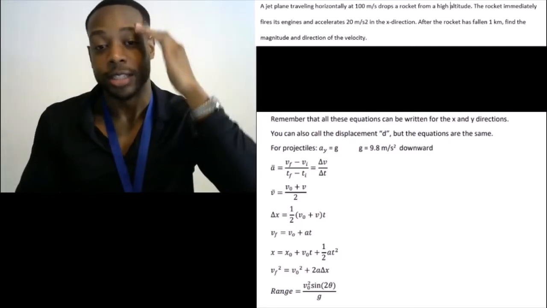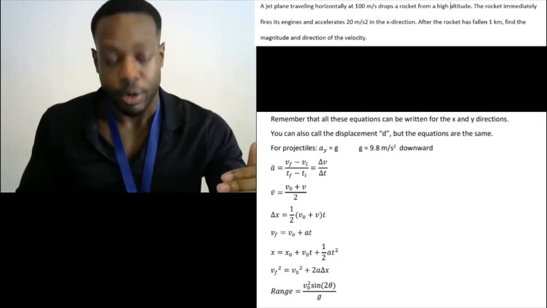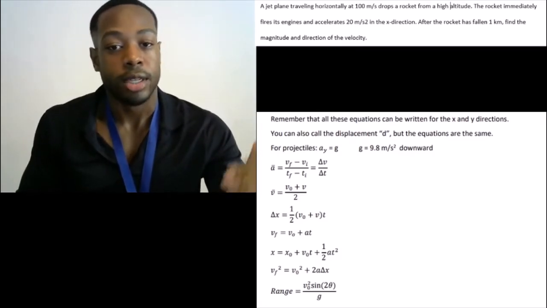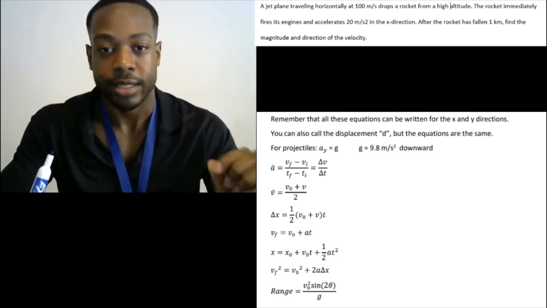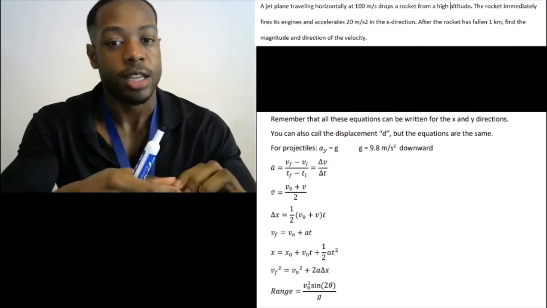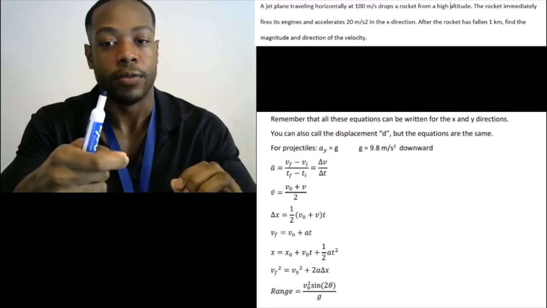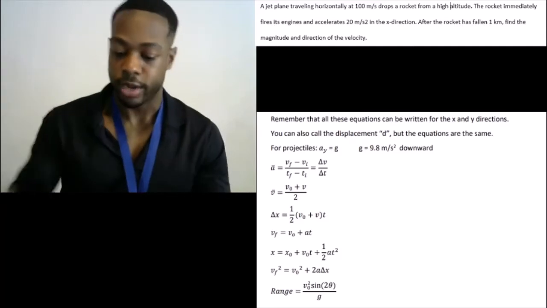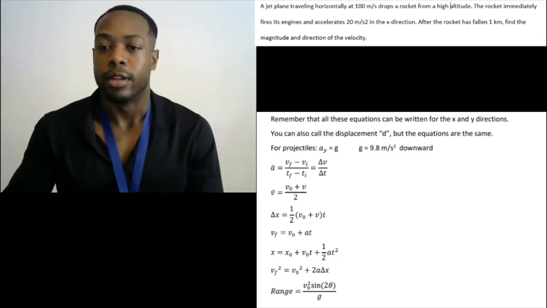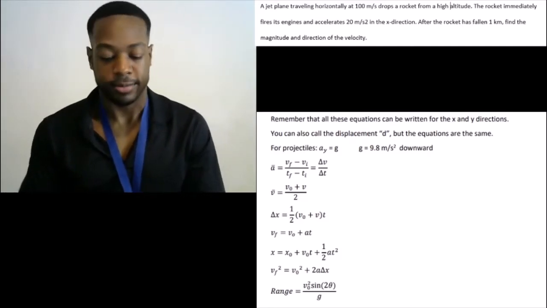So it's going to take a certain amount of time for that rocket to fall 1,000 kilometers. Still want to have its X and Y velocity, so we want to find the time it takes to fall to get to that 1,000 kilometers, because then we could say that that's the time it took for it to travel in the X direction as well, right? Yeah, that'll totally work.